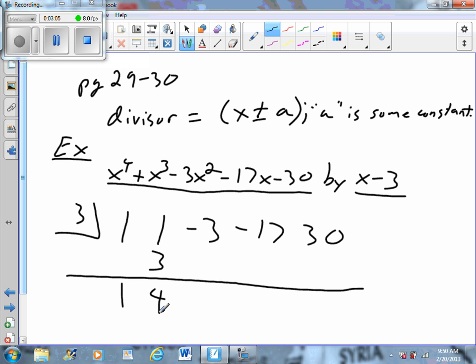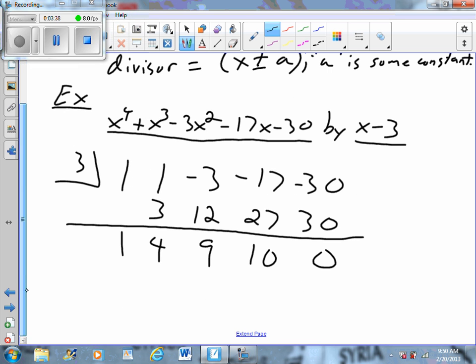Okay? And I'm going to say 3 times 4 is 12. Place it up underneath the negative 3 and add it to that negative 3, which should give you a 9. 9 times 3 is 27. Place it under the negative 17. Add those. The difference, 10. 3 times 10 is 30, and I should have put a negative by this 30 because it's a negative up here. Negative 30 and 30, they cancel: 0.